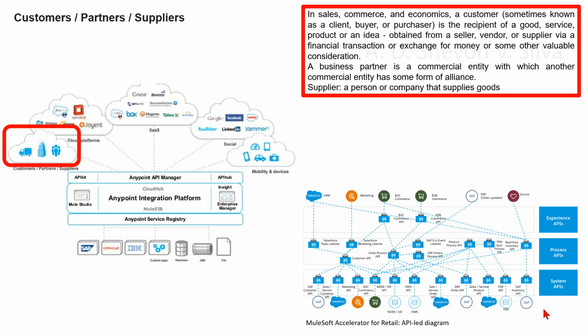RGB B2B commerce system API. Accelerator B2C commerce API.